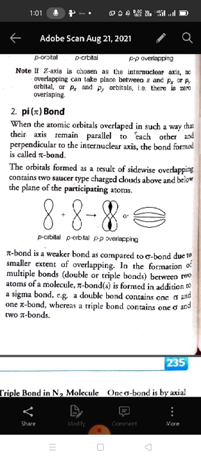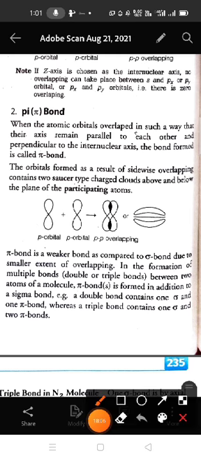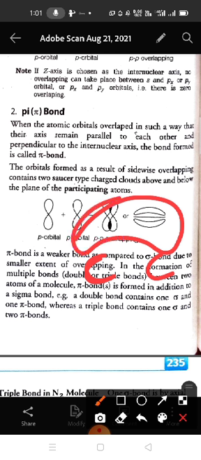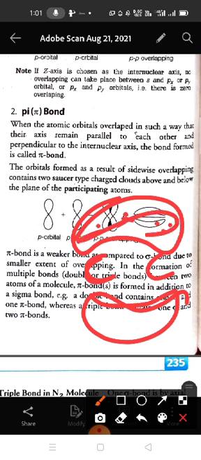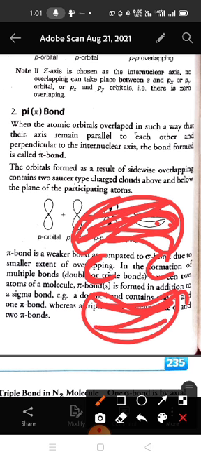Pi bond is also known as sidewise overlapping. It contains two saucer-type charged clouds above and below the plane of the participating atoms. For example, like this is C and this is C, so the electron cloud will be like that. This is the electron cloud.